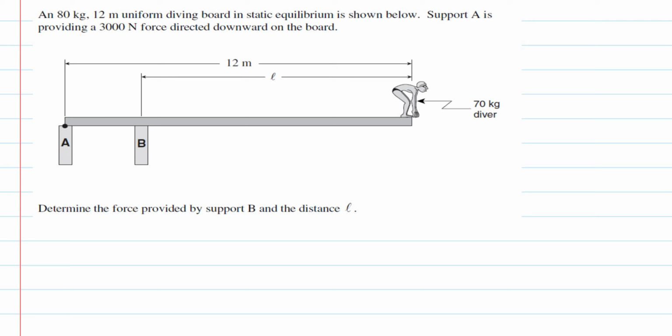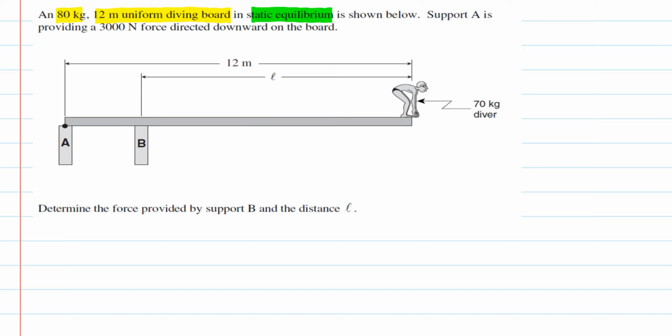Here's another good equilibrium problem where we have a few things going on. So we have an 80 kilogram, 12-meter uniform diving board. So this whole diving board right here is 12 meters and its mass is 80 kilograms. And it's in static equilibrium.